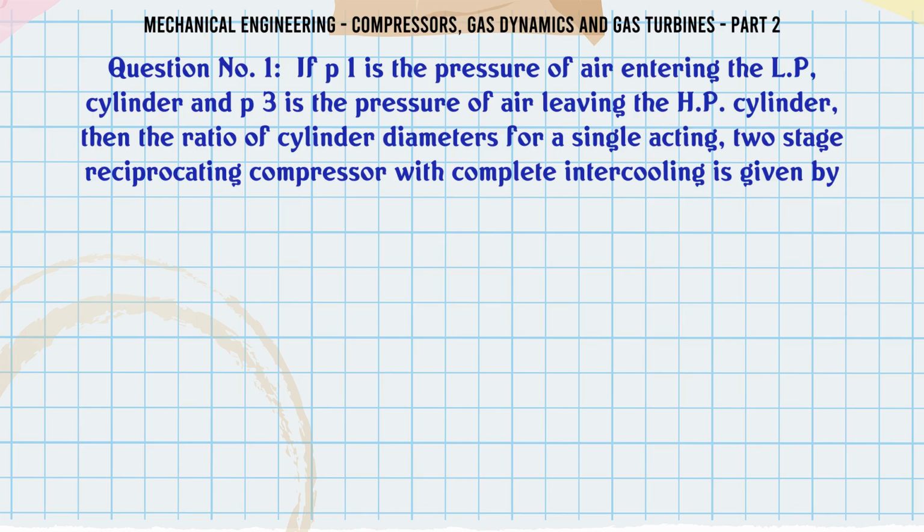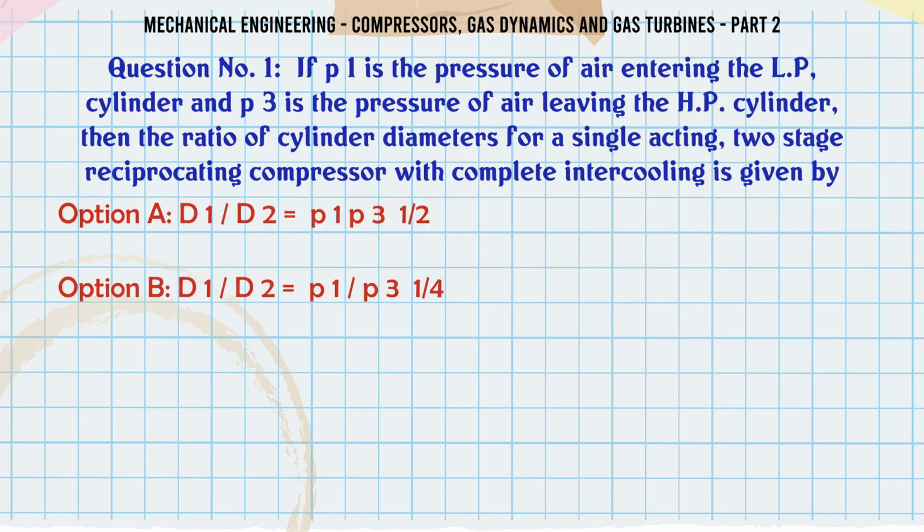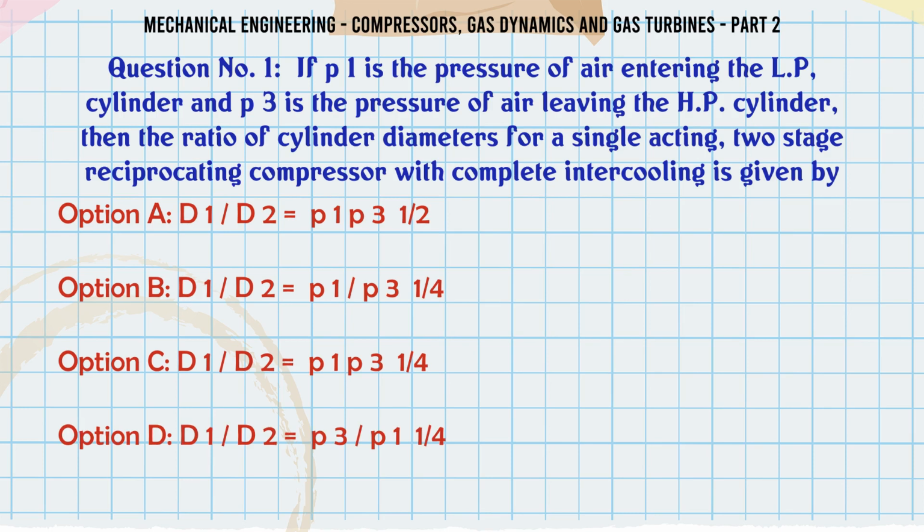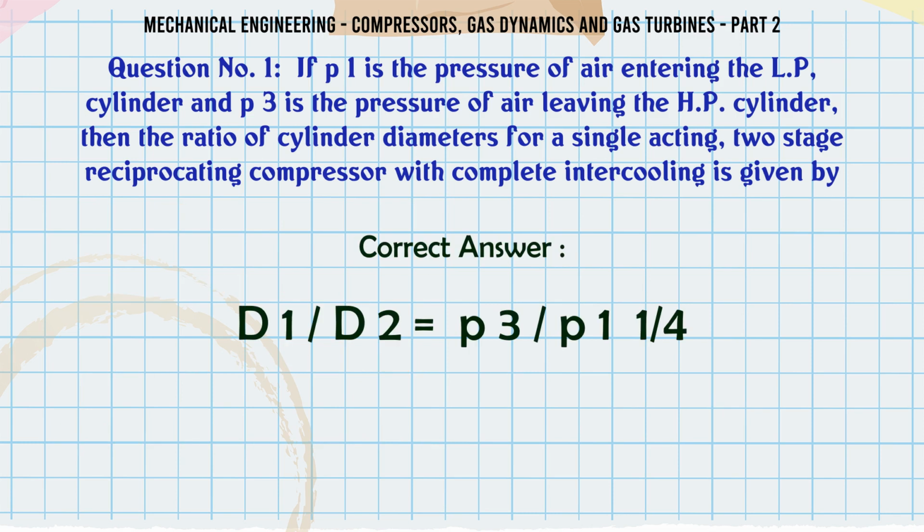If P1 is the pressure of air entering the L.P cylinder and P3 is the pressure of air leaving the H.P cylinder, then the ratio of cylinder diameters for a single acting two-stage reciprocating compressor with complete intercooling is given by: A, D1/D2 = (P1/P3)^(1/2); B, D1/D2 = (P1/P3)^(1/4); C, D1/D2 = (P1/P3)^(1/4); D, D1/D2 = P3/P1. The correct answer is D1/D2 = P3/P1.